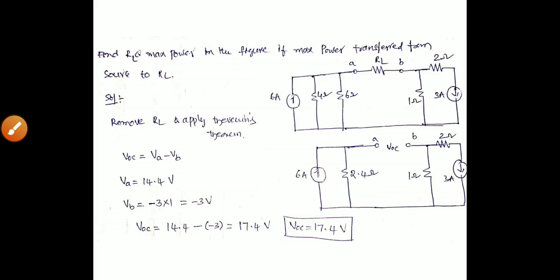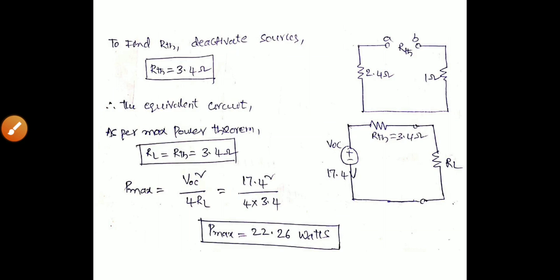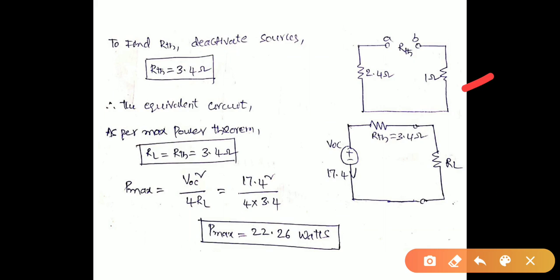Now to calculate the Thevenin resistance, we have to replace all the internal sources with short circuits or open circuits. Voltage source is there, we have to make it a short circuit. Current source is there, we have to make it an open circuit. Therefore, we have to deactivate the sources. So here we have two current sources, and these two current sources should be open circuited. So the equivalent circuit, redrawn after deactivating the sources, is shown in the figure.